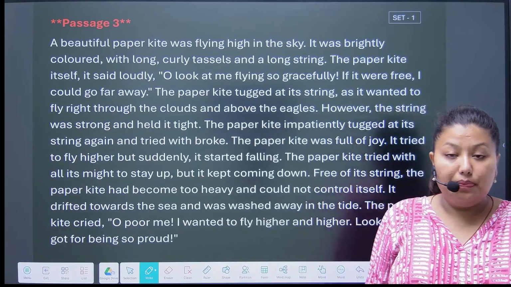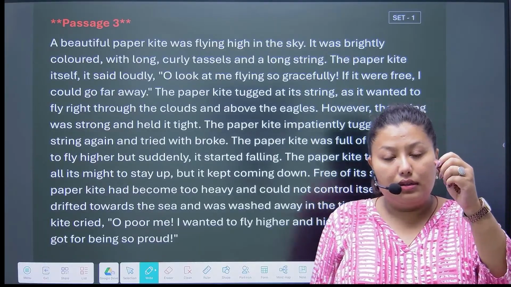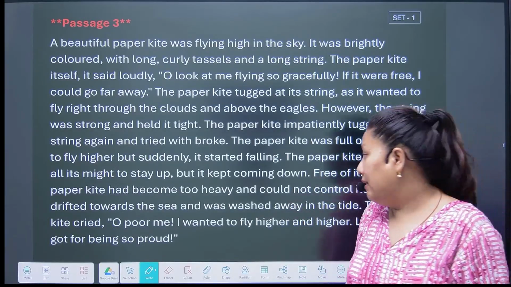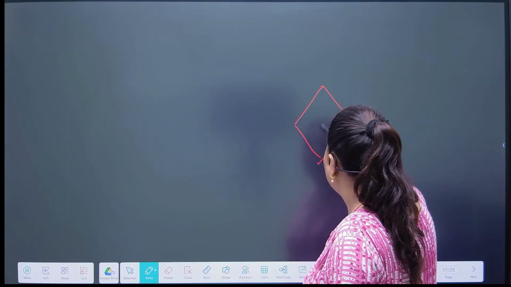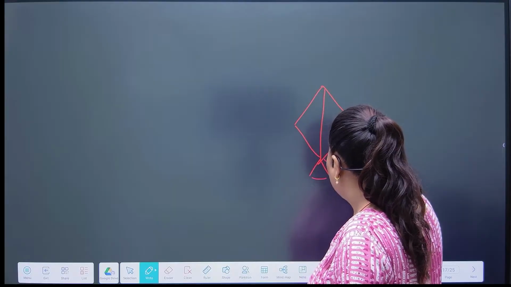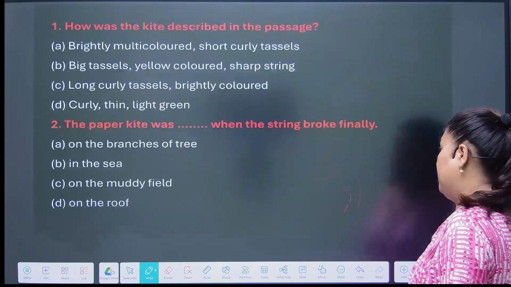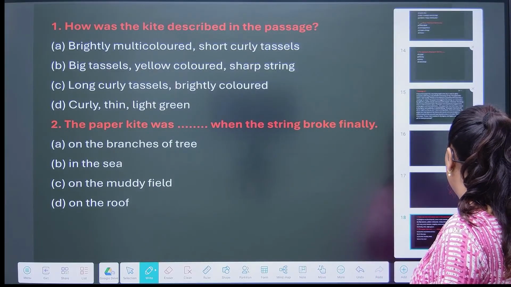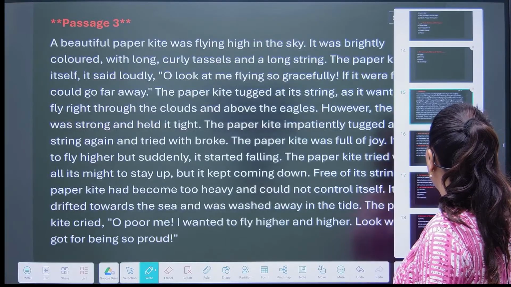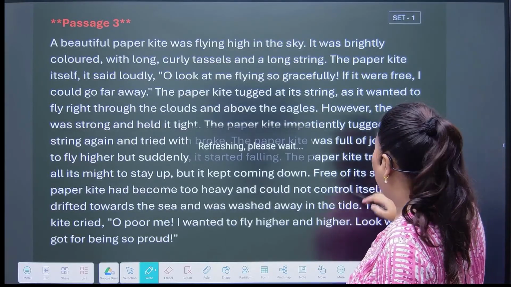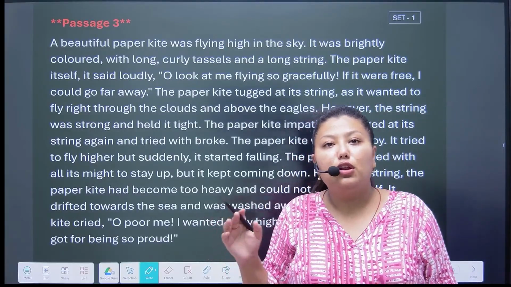Tassel means, if you see a kite, there is something attached to the tail of the kite, like this string. So this is called tassels. So it has very long curly tassels with a long string.